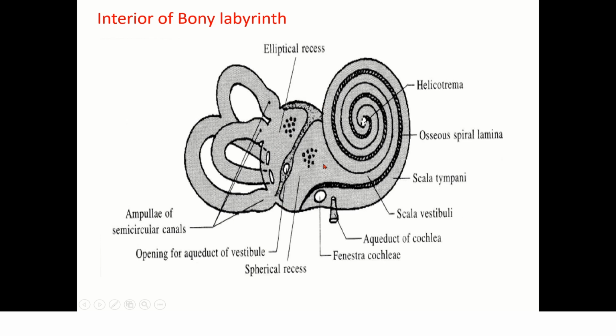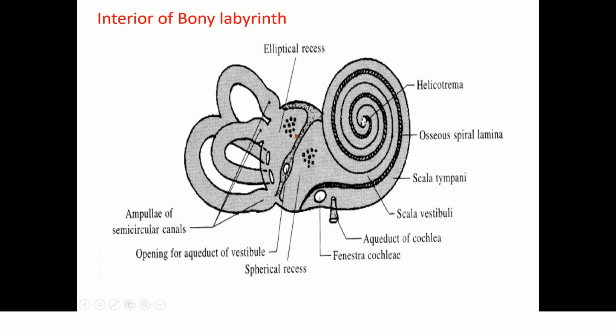Now this is the bony labyrinth. In that we have finished with the cochlea. Now we are seeing the vestibule. The medial wall of the vestibule has the crest of the vestibule, which divides the interior of the vestibule into an antero-inferior spherical recess which lodges the saccule, and a posterior-superior elliptical recess which lodges the utricle. Here you can see the scala vestibuli is continuing with the spherical recess which lodges the saccule.